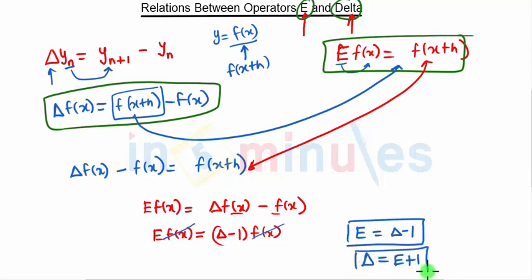This is a very famous relationship between the forward difference operator and the forward shift operator, which will be asked in the exam in the first compulsory question for 5 marks. So this is the simplest derivation which you can expect in the exam. So this is one relationship between E and delta. There is another relationship between E and delta.